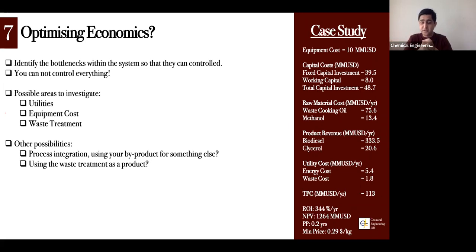Finally, you have waste treatment. If you have a waste stream that you feel you can purify and then sell off as an actual product, you should do that, because instead of having to pay 2 million, you might end up earning 2 million. And every single penny matters when you're doing this techno-economic analysis.